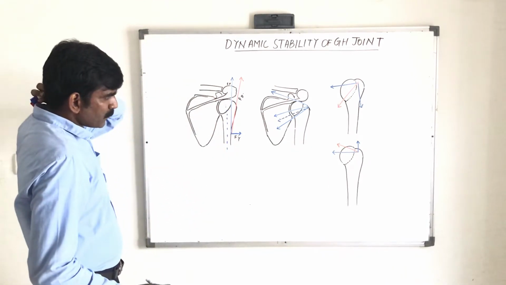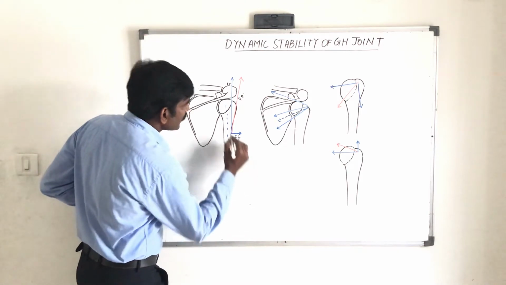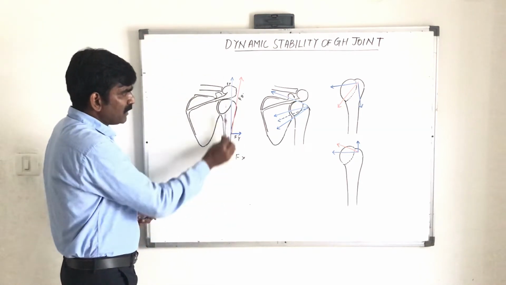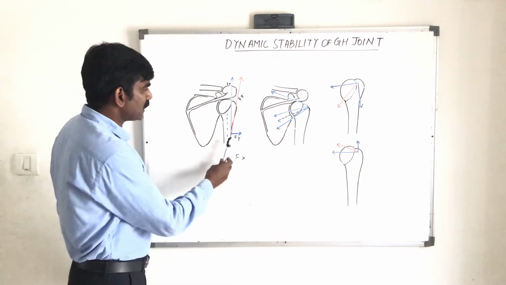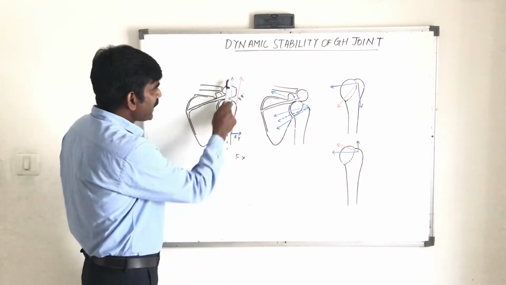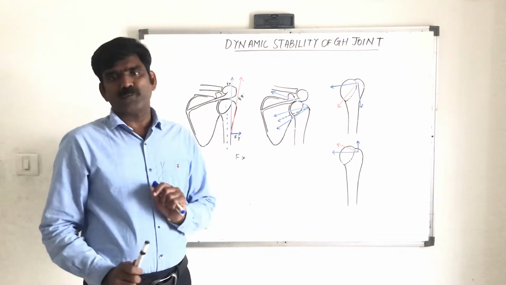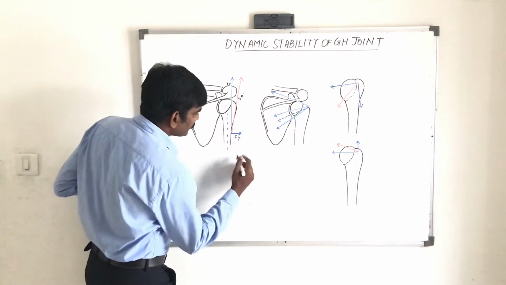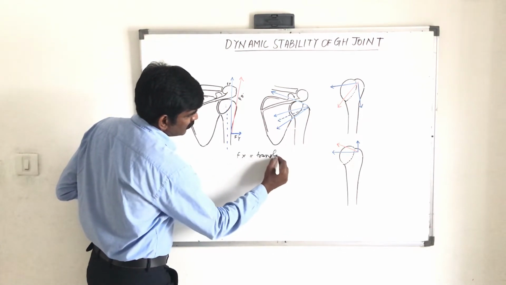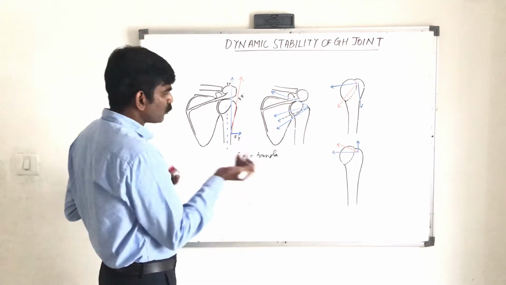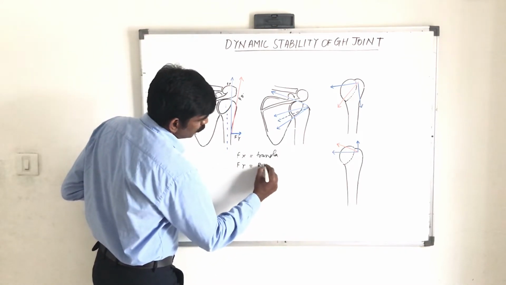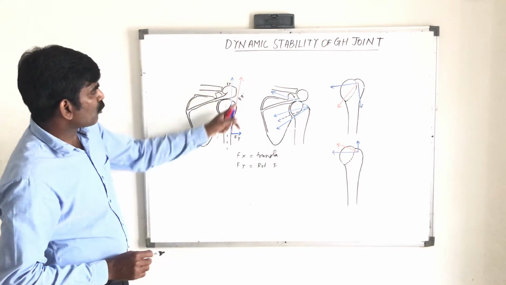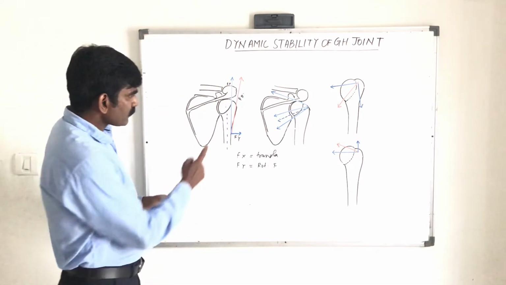So what is the other force? The other force is Fx. Any force applied parallel to the humerus will translate or slide the humerus in the superior direction. So the Fx component is called a translatory force, because it translates the humerus in the superior direction. You may call it a translating force or shearing force, and Fy is the rotatory force.